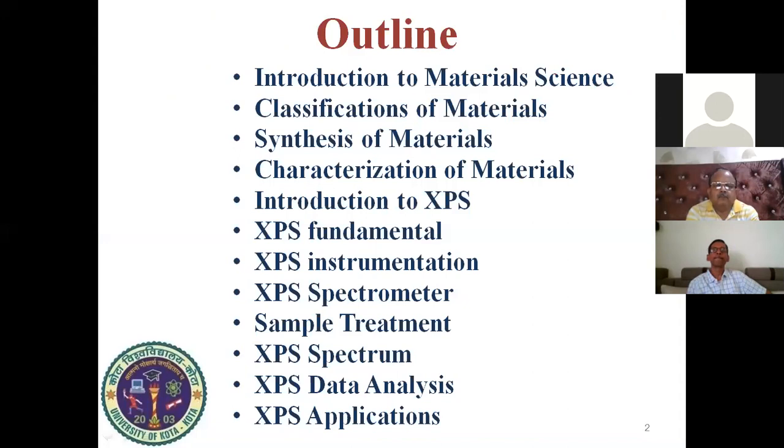First, I would like to introduce material science. This is the outline of my today's presentation: introduction to material science initially, then we will discuss the classification of materials, how materials are synthesized, not in much detail but a slight indication of how to make materials, and then characterization of material, and following are the XPS outlines.